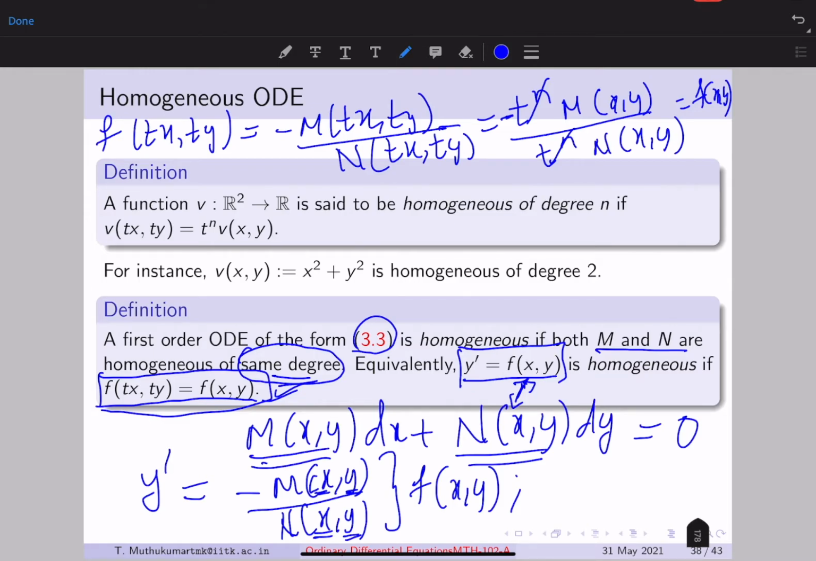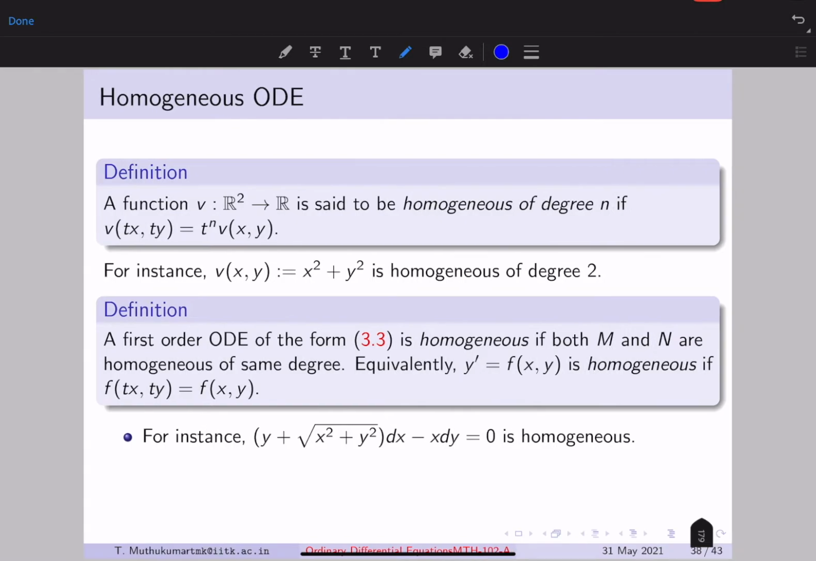So what we are saying here is that an ODE is homogeneous if, in the differential form, M and N are homogeneous of the same degree. Equivalently, in this form, it is homogeneous if f is homogeneous of degree 0.